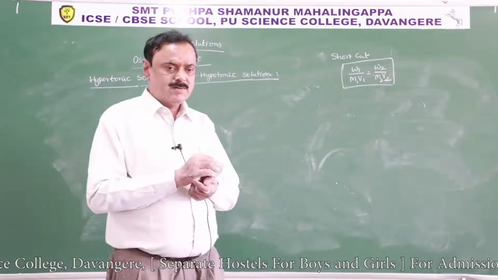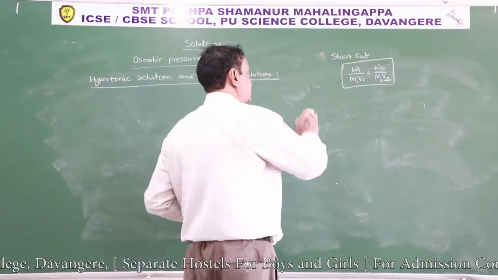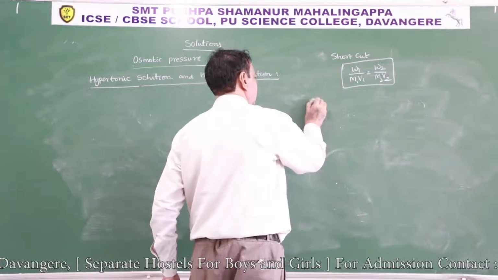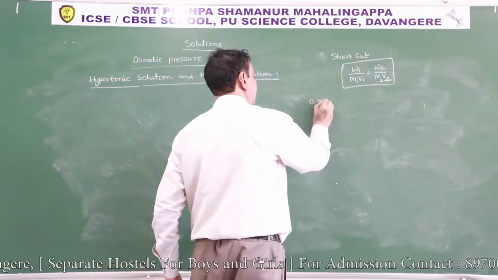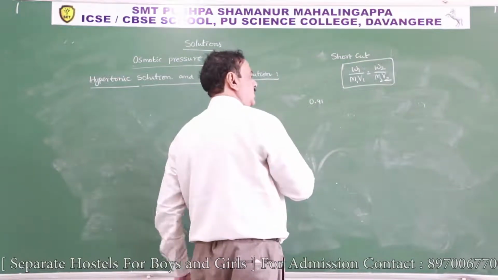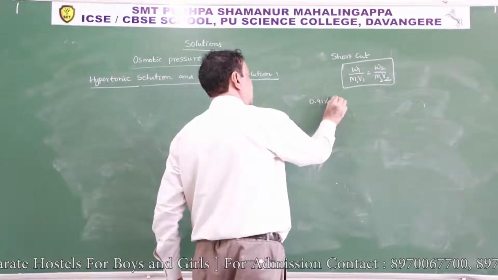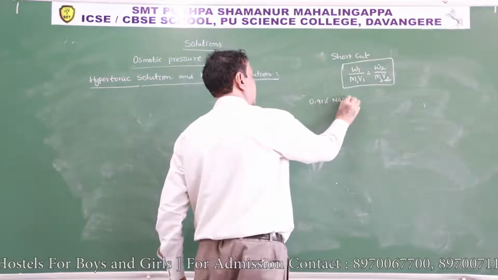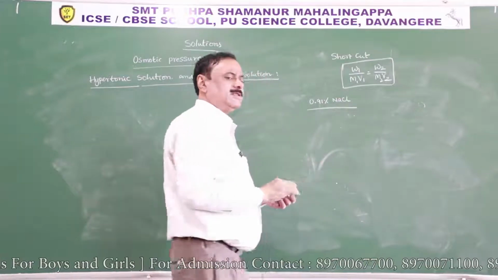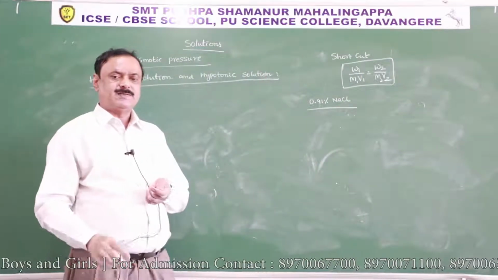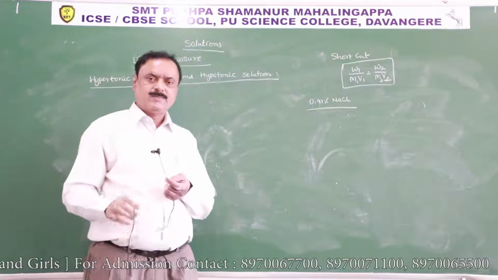See, the drips that contain glucose, that contain 0.91% of sodium chloride.